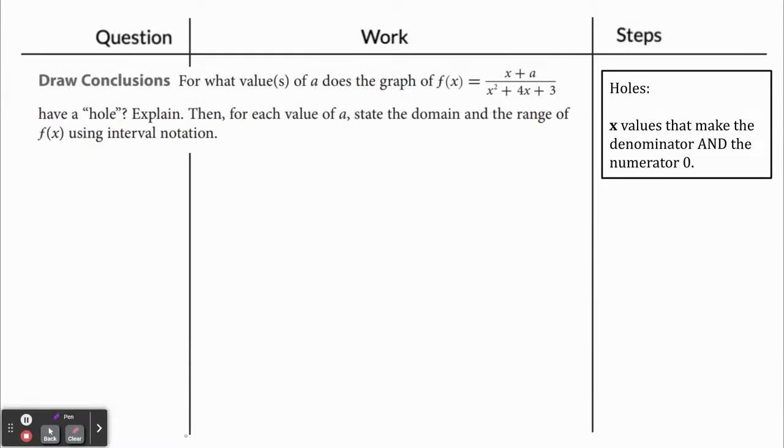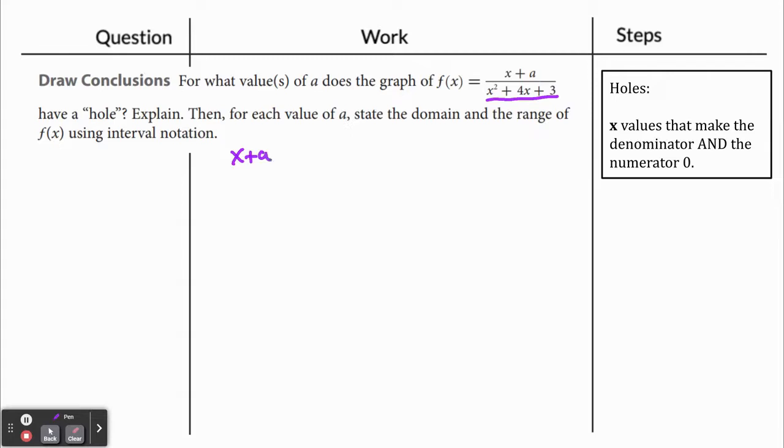Here we're asked for what values of a does the graph f of x equals x plus a over x squared plus 4x plus 3 have a hole. Then, explain, and for each of the a values, state the domain and range of f of x using interval notation. So in this case, first of all, I'm going to factor this to see where our holes are going to be.